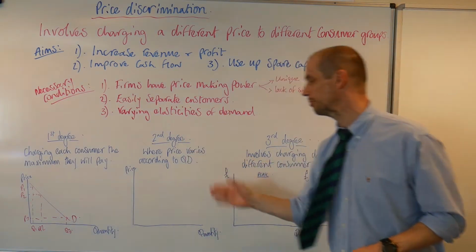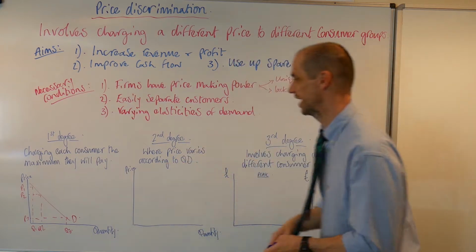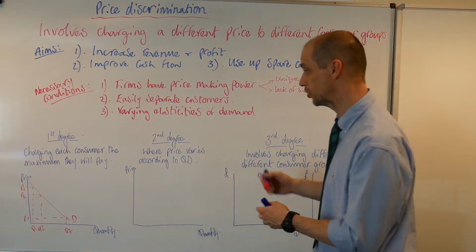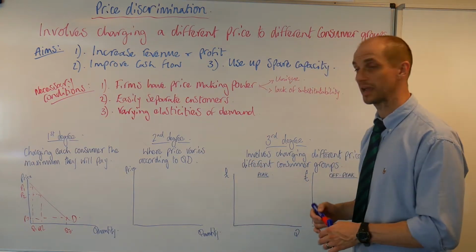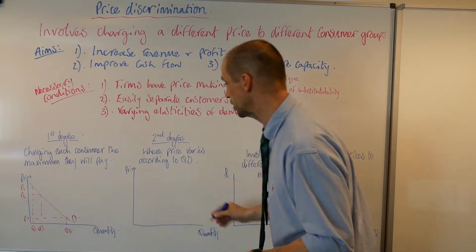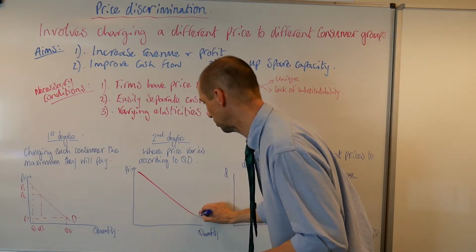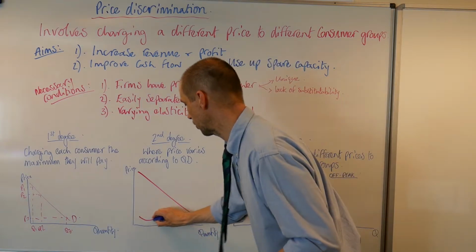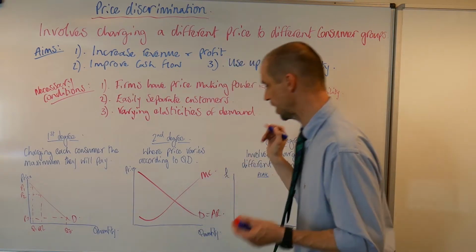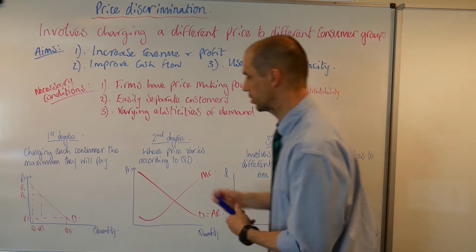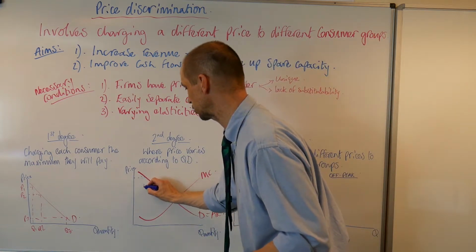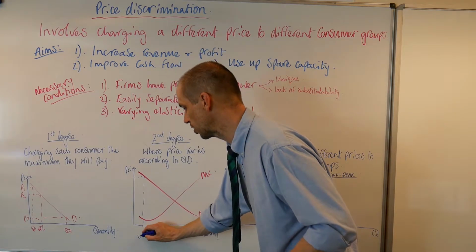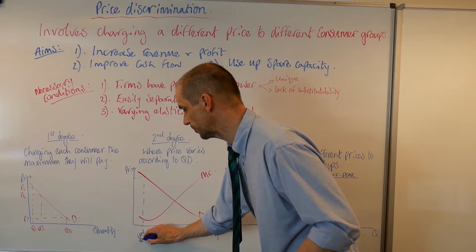Okay, let's now move on to second degree price discrimination. This is where the price varies according to the quantity demanded of a given product. If we consider a demand curve here, let's put in D equals AR. Let's now consider our marginal cost, and let's say that this consumer is willing to buy up to this level. So they're looking for a low quantity purchase.